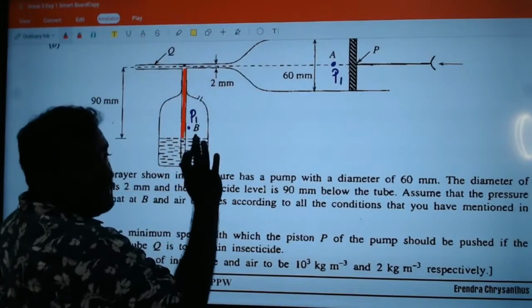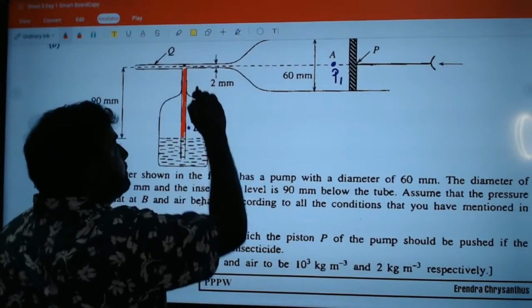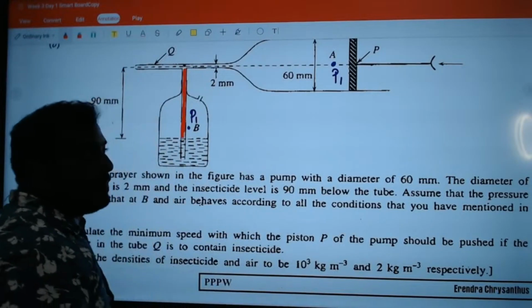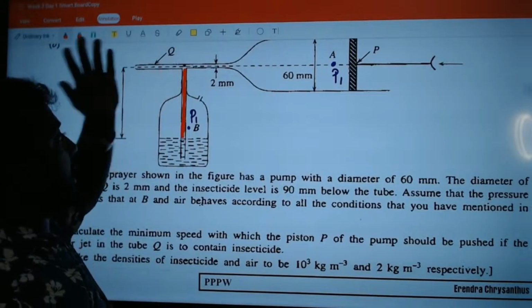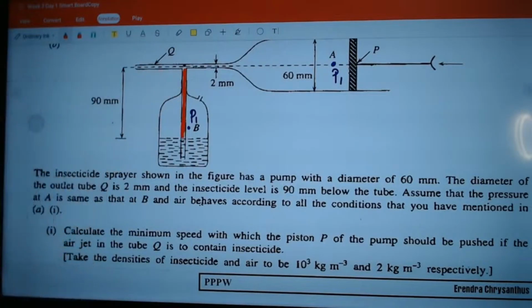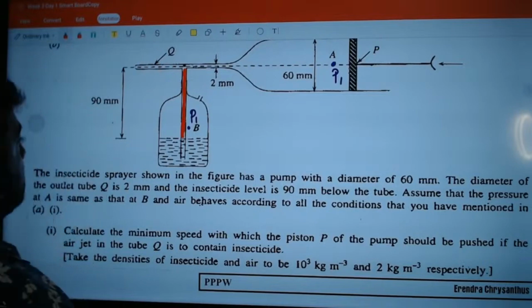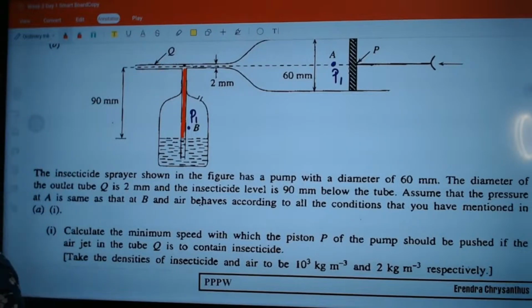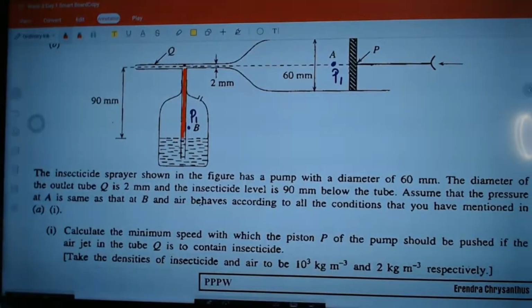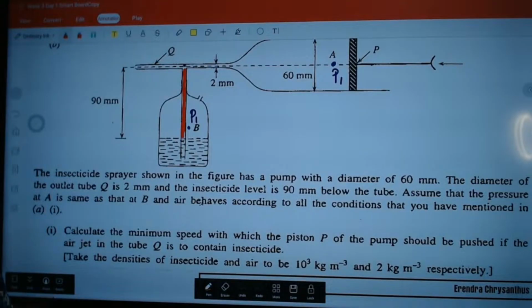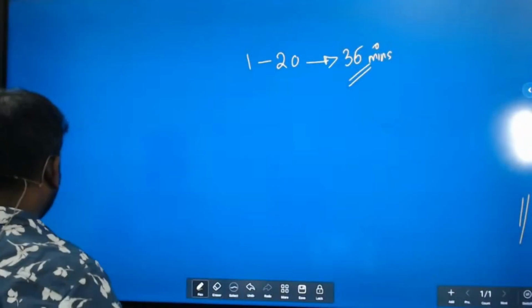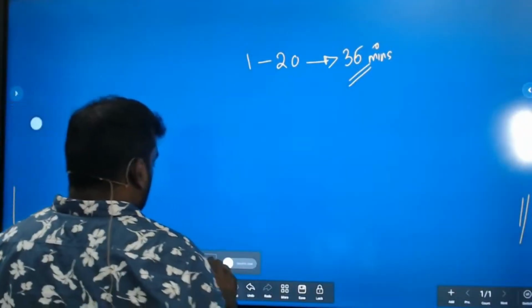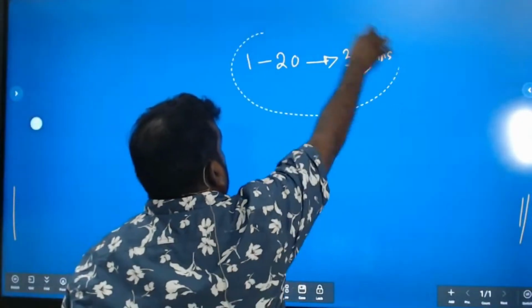Remember, still not mixing. If mixing takes place, you can't apply Bernoulli's principle. So I will solve this on the board, easier. Look at the board carefully.